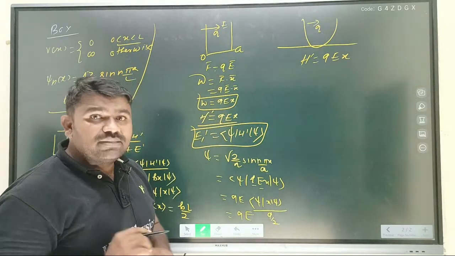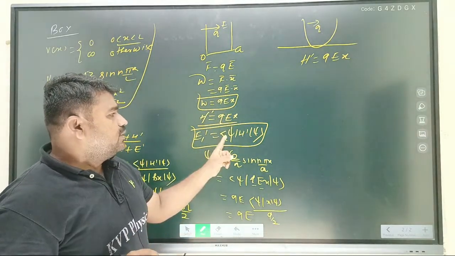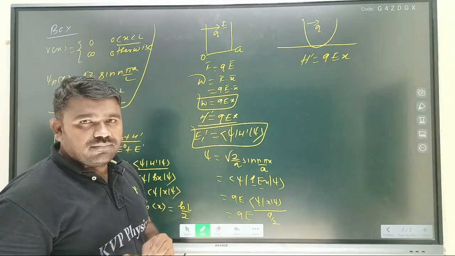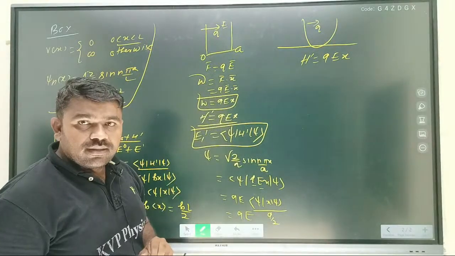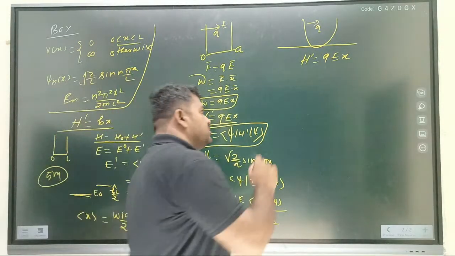Now here the system is an LHO. The sign of the expectation will change from system to system. Here the system was a box, so the wave function was this one. Now the system is an LHO. Then what is the wave function for the LHO?